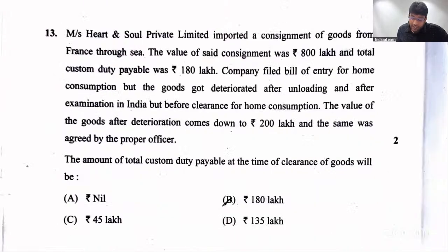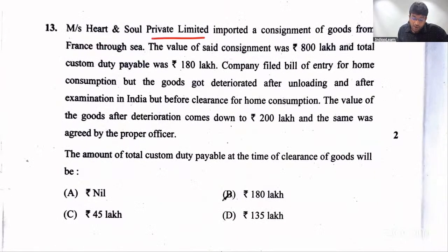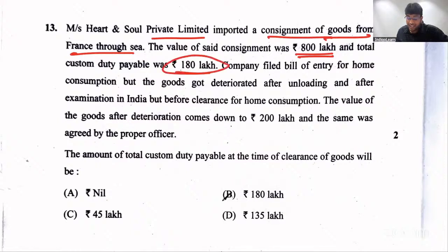Heart and Soul Private imported a consignment of goods from France through sea. Value of consignment is 800 lakhs. Total duty payable is 180 lakhs. Company filed bill of entry for home consumption. It is not warehousing, it is home consumption. But the goods got deteriorated. So it is not damaged, it is deteriorated.